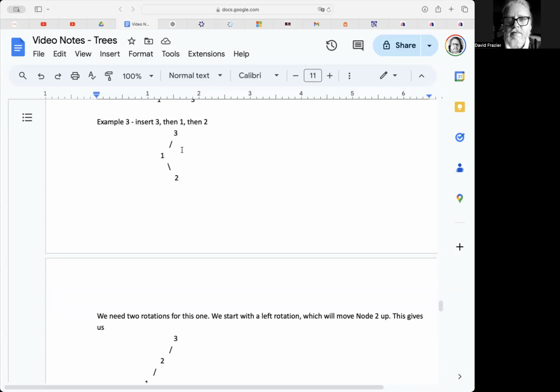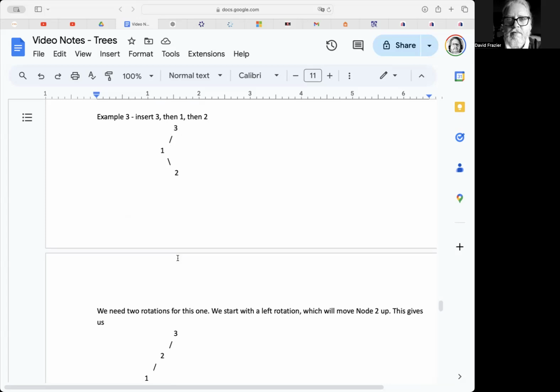So let's look at example 3, where we're going to insert a 3, life's good, a 1, life's still good. We have a balance factor at 3 of 1 minus 0, or 1. But when we insert this 2, it's going to go to the right of the 1. So the balance factor at node 2 is 0. At node 1, it would be a -1. But at node 3, it's going to be 2 minus 0, or 2. So that's an issue.